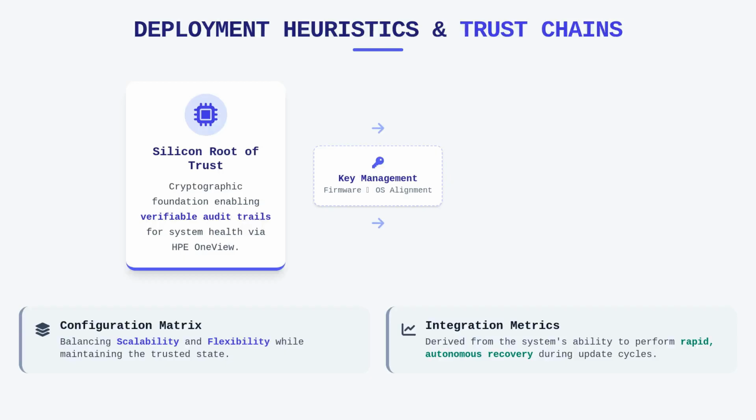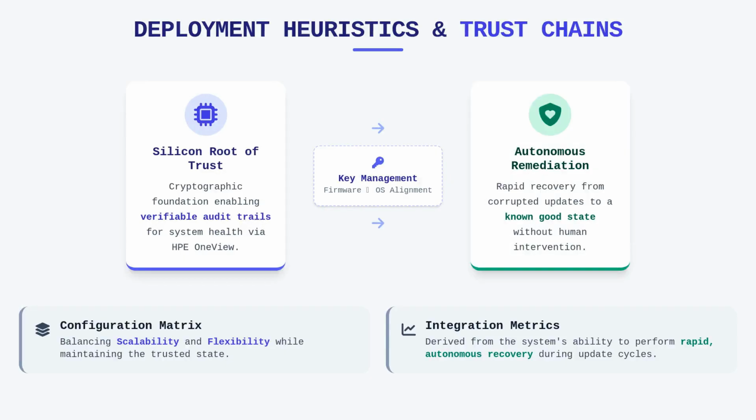Integration metrics are essentially derived from the ability of the system to perform rapid, autonomous remediation should the silicon detect a mismatch during a routine firmware update cycle. This rapid remediation capability underscores the fault tolerance inherent in the design, ensuring that even if a firmware update is corrupted, the system can revert to a known good state without human intervention.